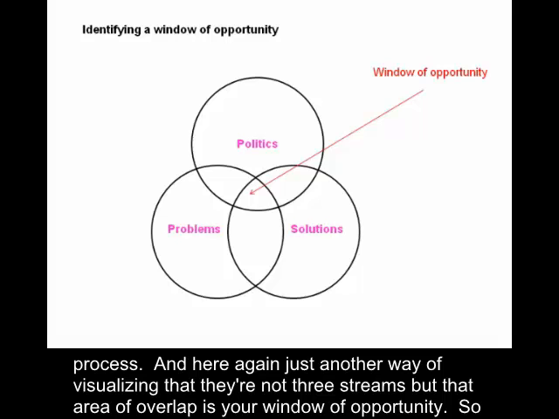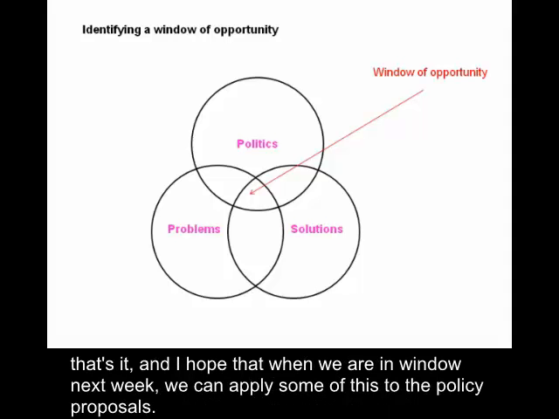And here again, just another way of visualizing that they're not streams, but that area of overlap is your window of opportunity. So that's it, and I hope that when we are in WIMBA next week, we can apply some of this to the policy proposal.